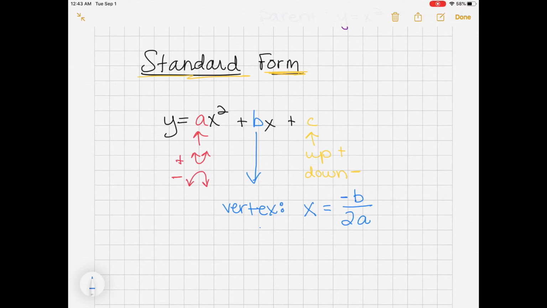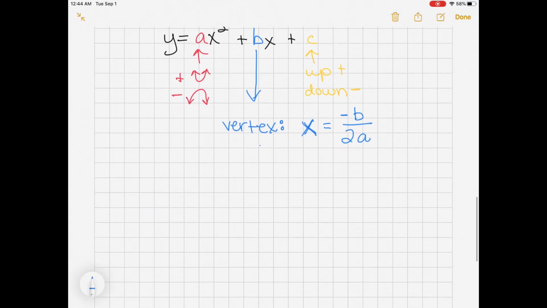So what's kind of fun about this standard form is instead of graphing things out and finding where the vertex is after, we can find it directly based on the equation that they give us. That the vertex is x equals negative b over 2a. And then to find the other point of that vertex, you would just plug in the x. So let me show you how to do that, okay?